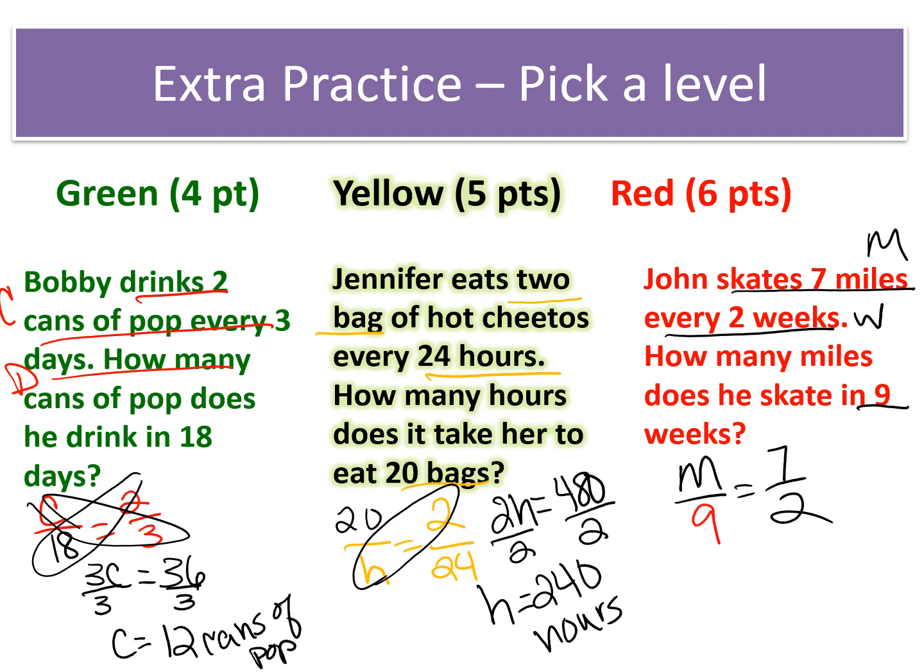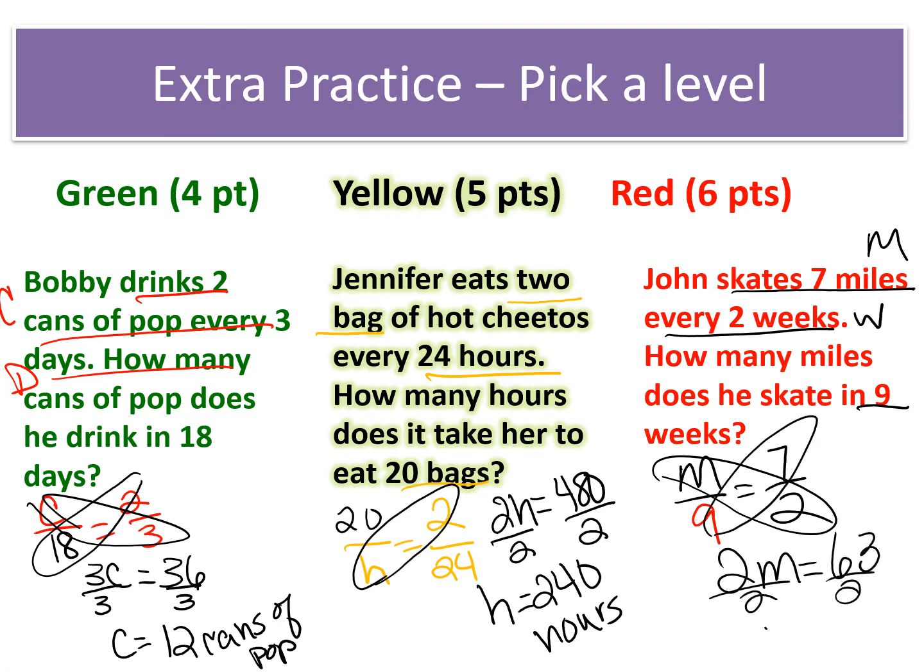Okay. From here, we can cross multiply. I got 2M equals 63. Divide by 2. M equals 63 divided by 2, 31.5. What's our answer? Miles. He can skate 31.5 miles.